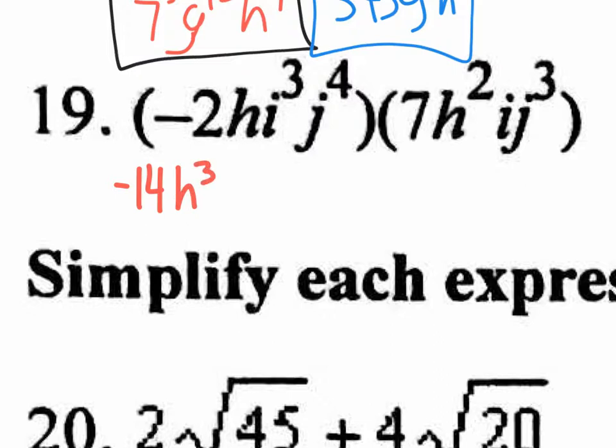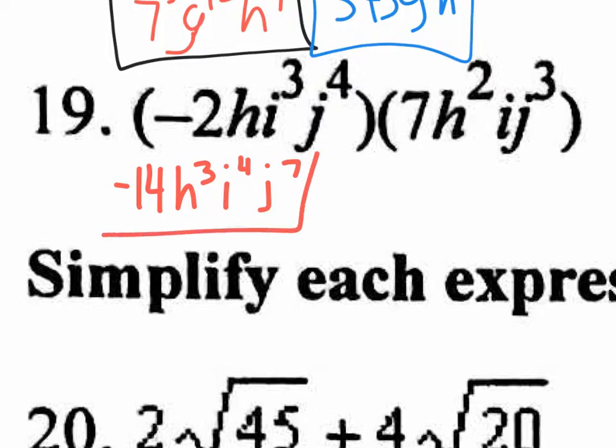Let's go for the i's now. We have i to the 3rd and another i. That's going to be i to the 4th power. And last but not least, j to the 4th times j to the 3rd. That will be a j to the 7th.